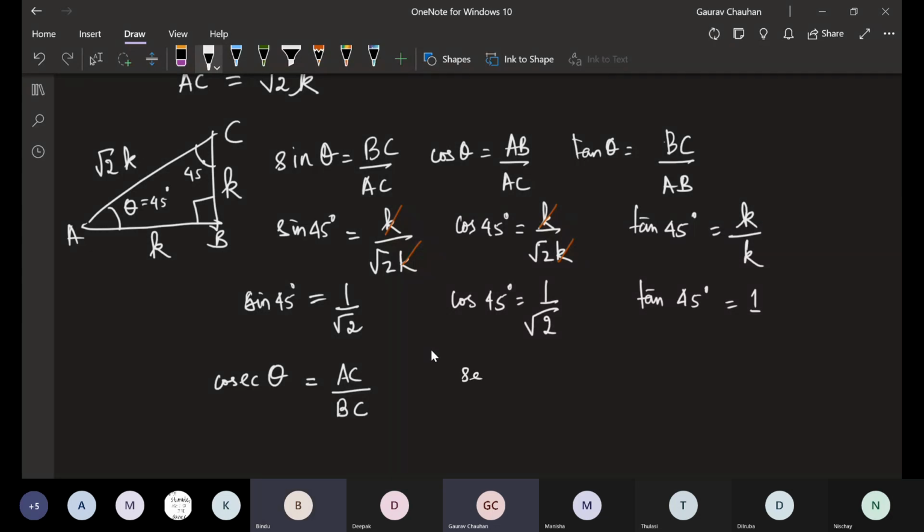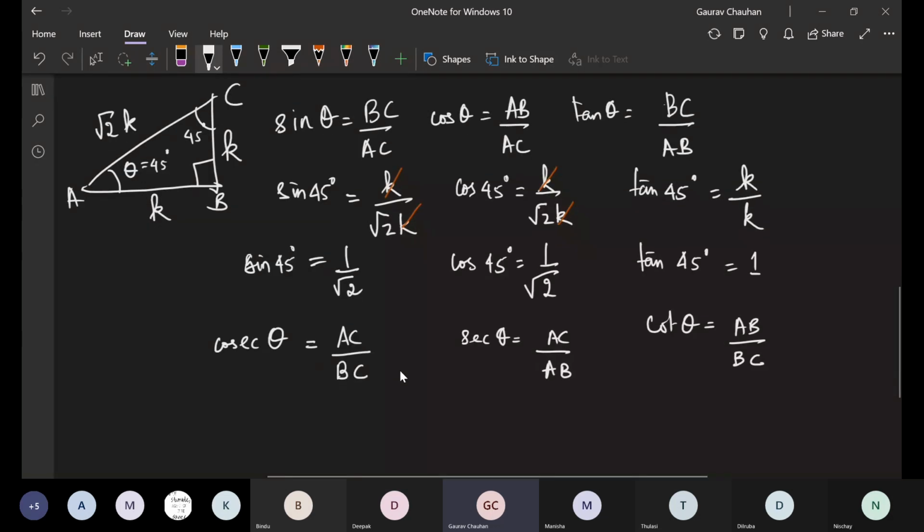Same way, yes, secant theta is equal to AC by AB. Okay, that is hypotenuse by adjacent, and cot theta is equal to AB by BC. Okay, that's adjacent by opposite, or you can just think of it as the reciprocals of these three. Okay, we are going with, so basically here also if you do that you'll finally get this only.